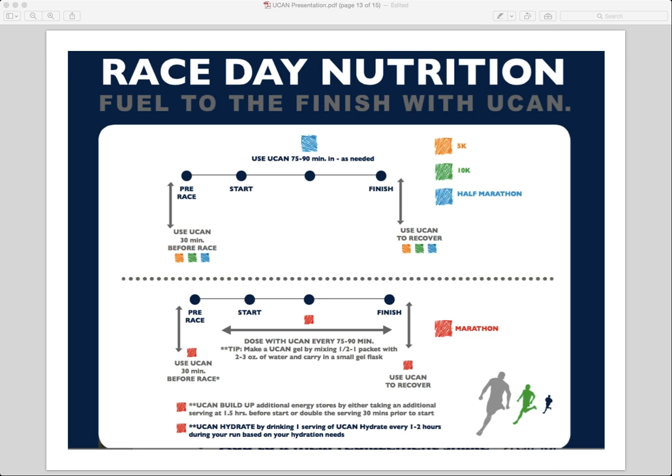So with UCAN, water is really just a delivery mechanism for the SuperStarch, not needed to aid in digestion. If you run with a little flask, like the 4-ounce flask, we have a lot of people who shake up UCAN in a shaker bottle, or blend it with just 2 or 3 ounces of water prior to the race, transfer it into as small a flask as possible, and really just suck it down as a UCAN gel.